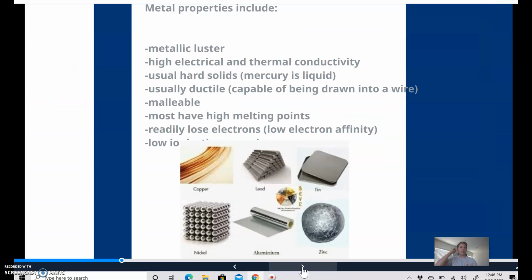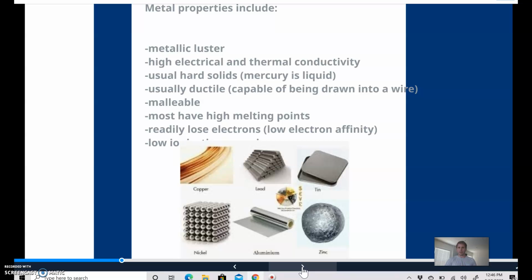Metals will have a metallic luster. They have thermal and electric conductivity, meaning they take electricity and heat really, really well. They're usually hard. They're solid. The exception is mercury, where it is a liquid. They usually can be drawn into a wire, meaning they can be molded, and once they are molded into a shape, they will stay in that shape.